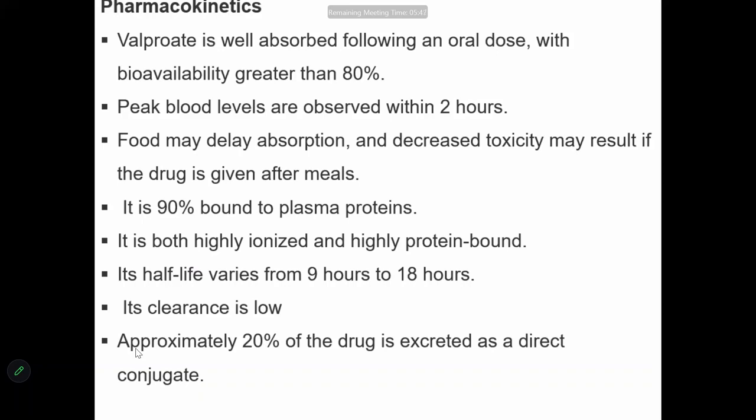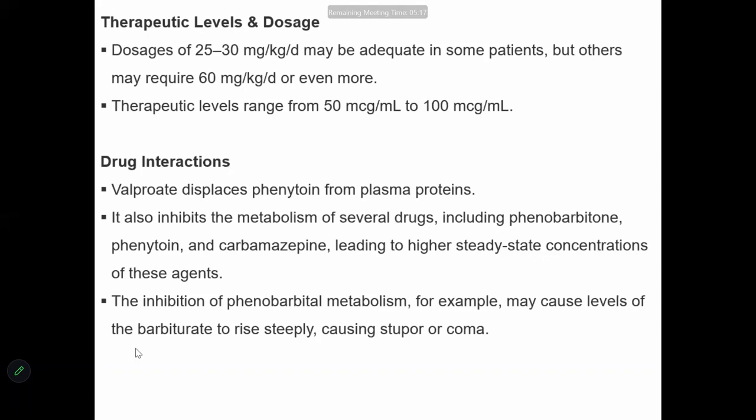It's well absorbed with a bioavailability of 80%. Peak plasma levels can be observed within 2 hours. And of course, when you give it with food, that decreases its absorption and consequently toxicity. It is 90% plasma bound, highly ionized and highly protein bound. Half-life varies between 9 and 18 hours, and its clearance is quite low. Approximately 20% of the drug is excreted directly as a conjugate. The dose ranges between 25 to 30 milligrams per kilogram body weight.